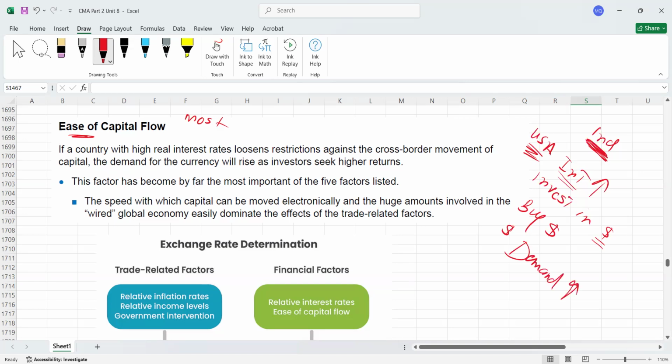And now another point is what? If the US government relaxes their policies, for example, if the US government would say, bring your money, invest in the USA, earn the profit, and you can take the money out, there are no restrictions, like the UAE government.